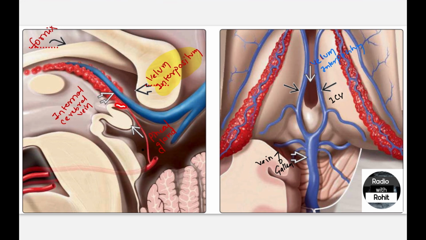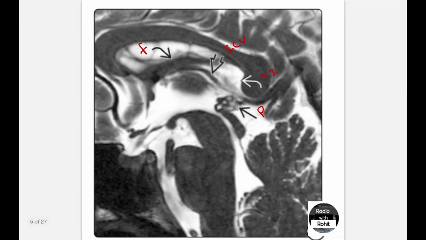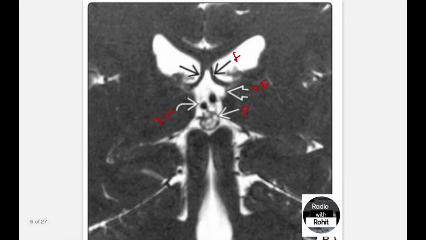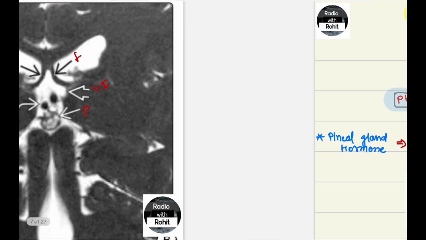This is the habenular commissure of the pineal gland, this is the posterior commissure, and this is our pineal gland. Here we can see these two internal cerebral veins merging together and forming the vein of Galen. This is the MRI T2 with the fornix, internal cerebral vein, velum interpositum and our pineal gland. So here is our pineal gland location.